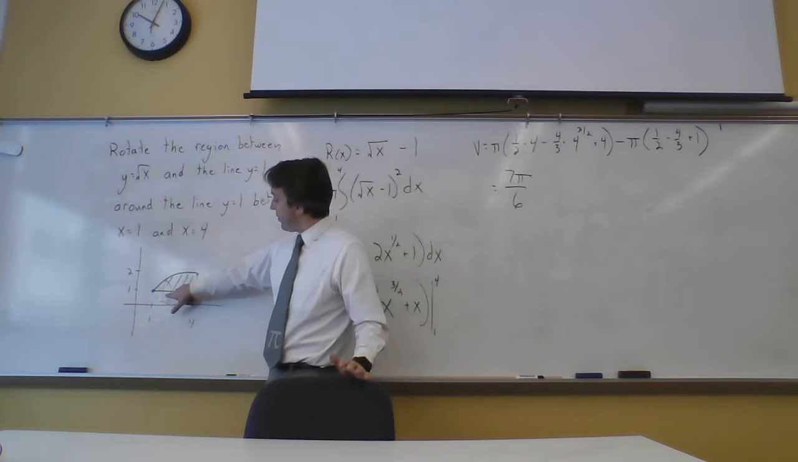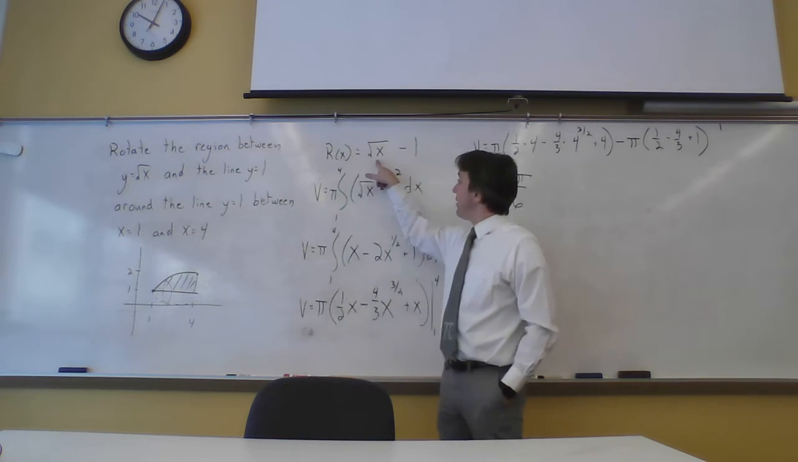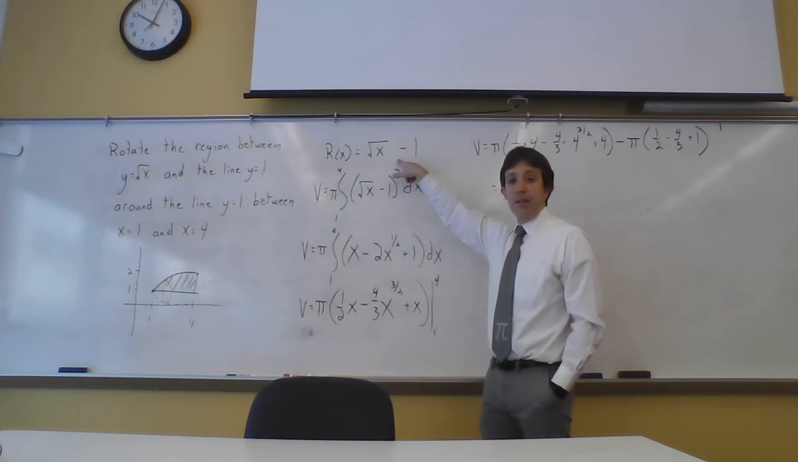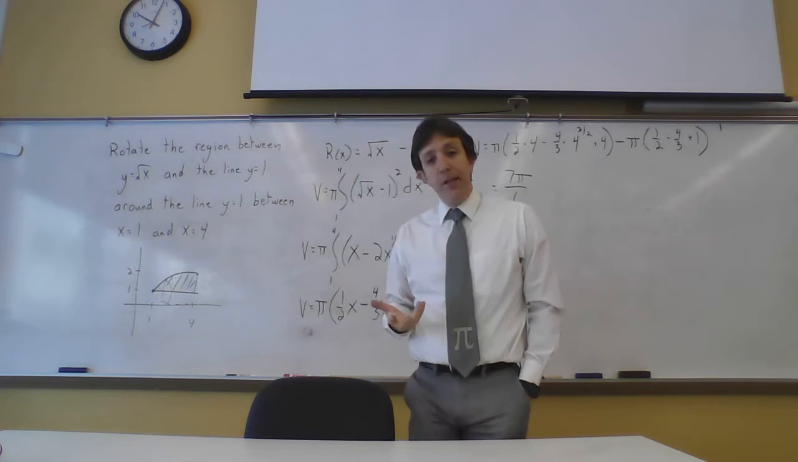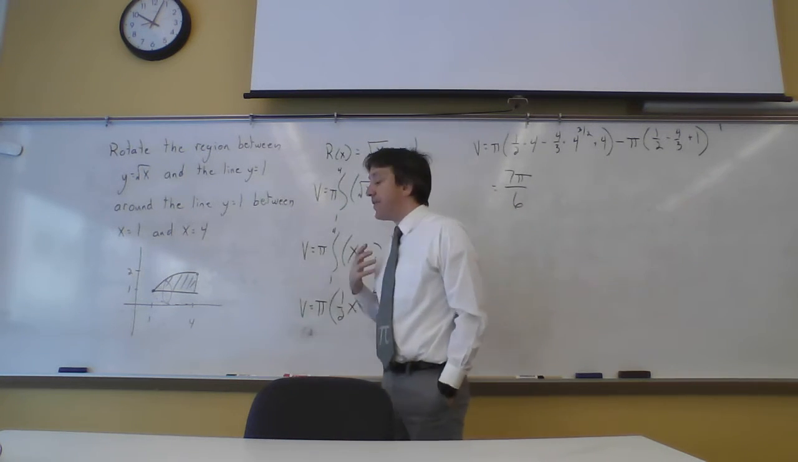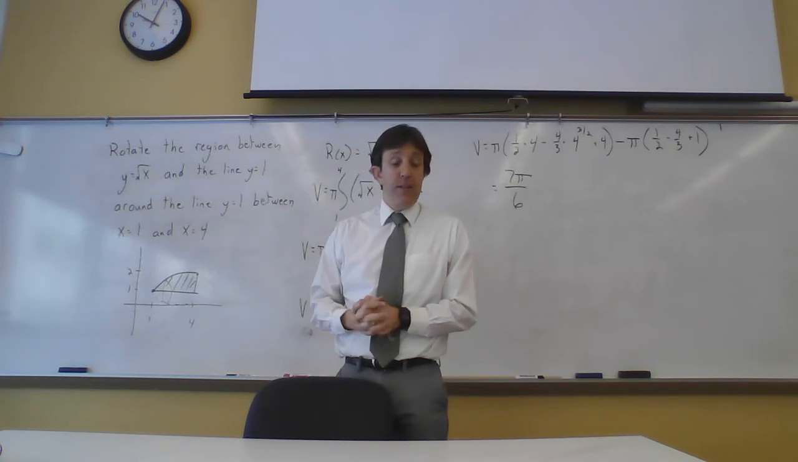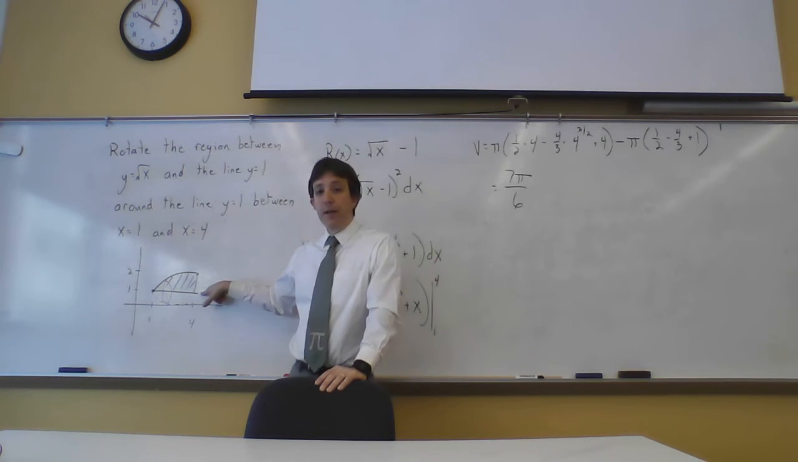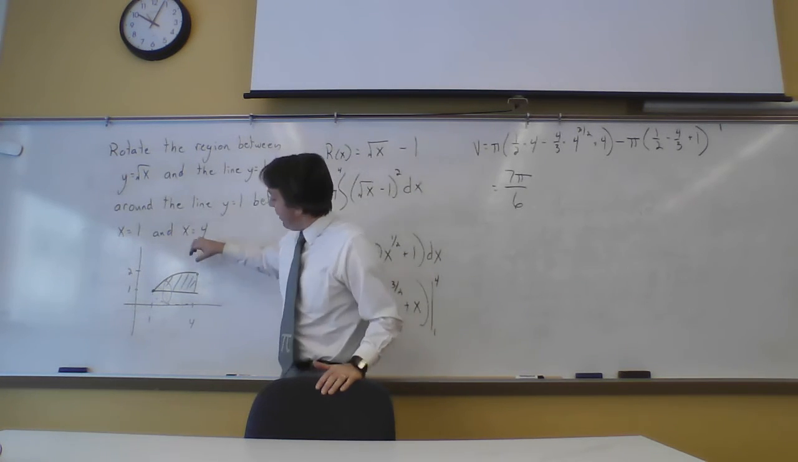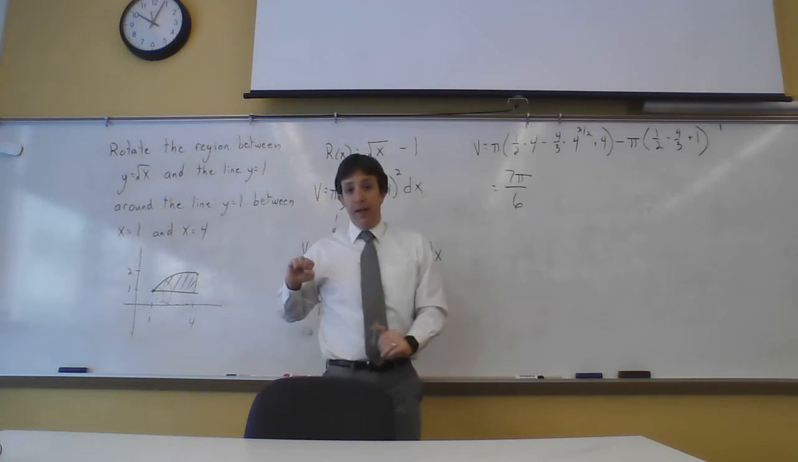So we're looking at circles, but we need the radius, and that's really where the fun is going to come in. So the radius, the r of x, is the square root of x minus 1. Now, that's a little bit different than what we had before. The difference here is we're not going to the x-axis, which would be y equal to 0. We're going to this line y equal to 1.